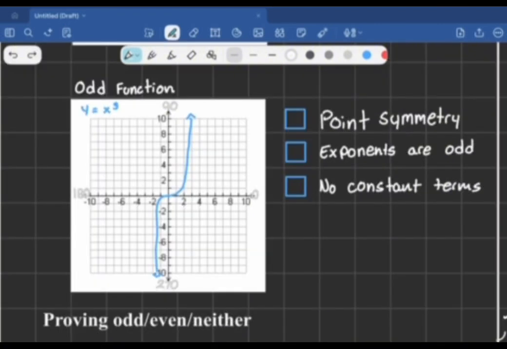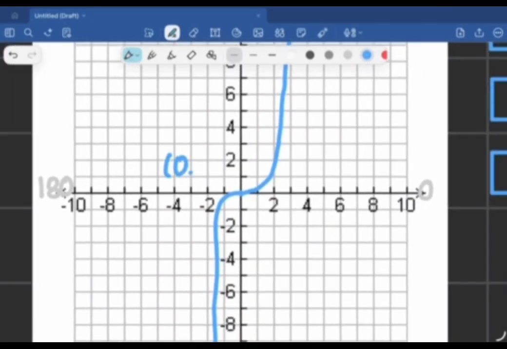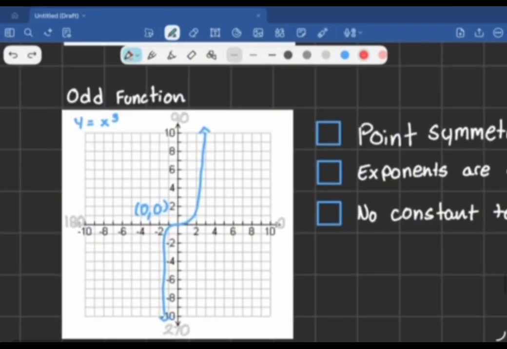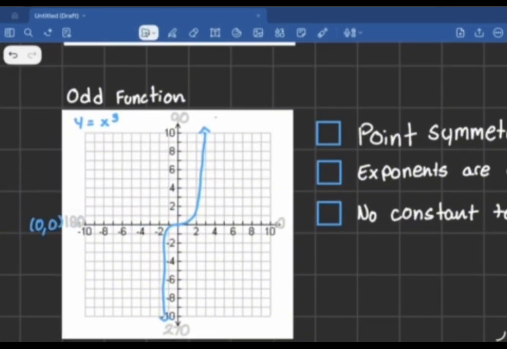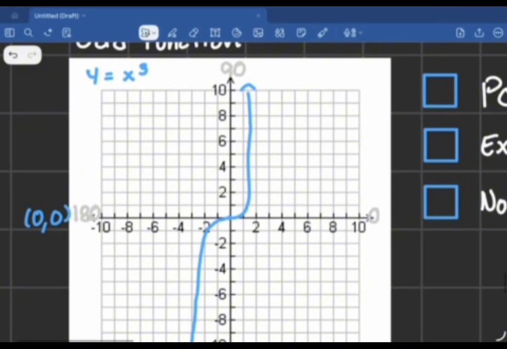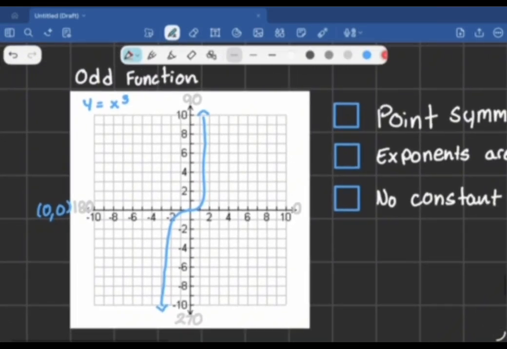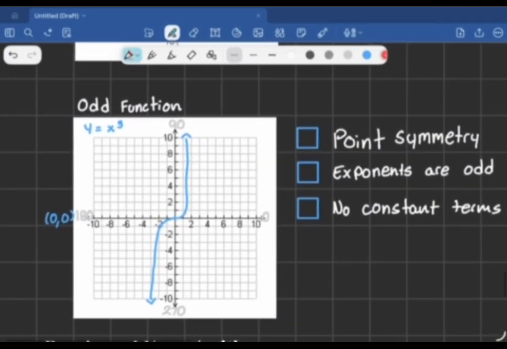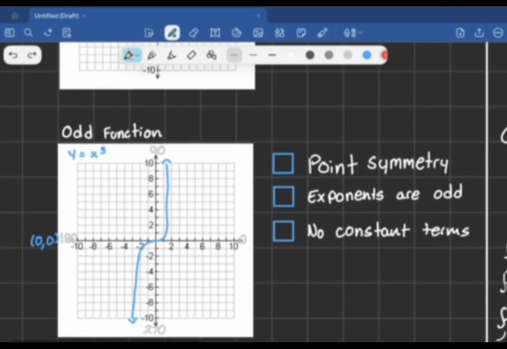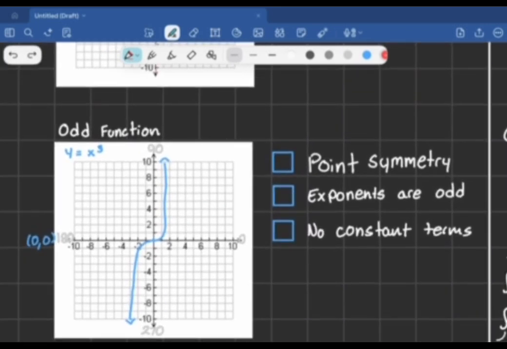Now, for an odd function, it must have point symmetry about the origin, which is (0, 0), just right here. And then you'll see when I rotate this function by 180 degrees, it is the same as the original function. That's how you can tell it's an odd function. And then you can see that the exponents are odd. I'll show you later, but for odd functions, there are no constant terms.